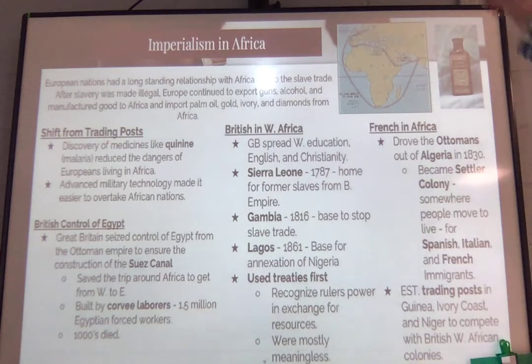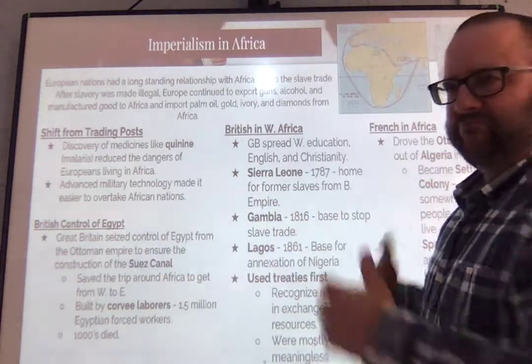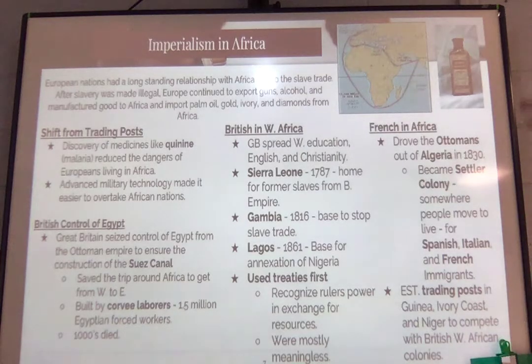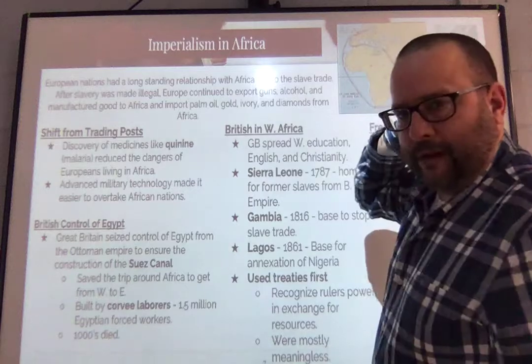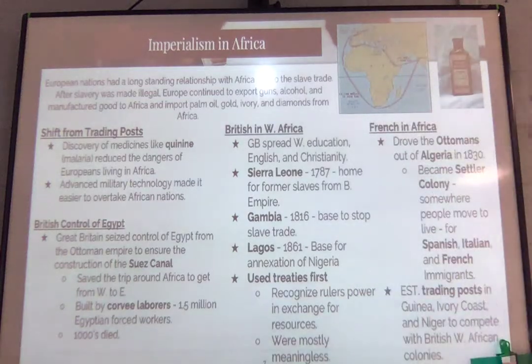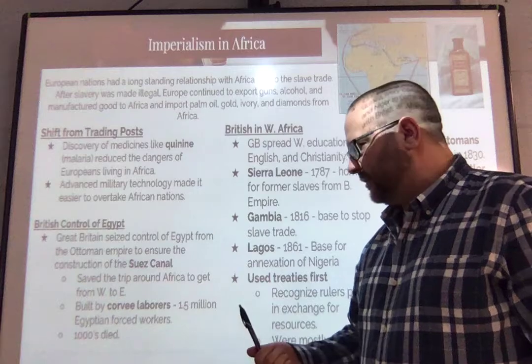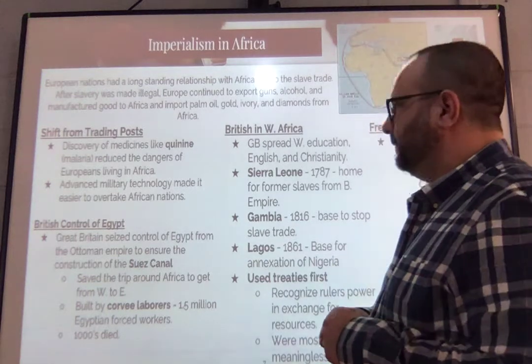They did this to ensure the construction of something called the Suez Canal, which basically links Africa to the Middle East and to Europe. And it saves the trip around Africa to get from west to east, saves, I don't know, about 7,000 miles. I think that's a pretty big deal. It was built by corvée laborers, and by definition that means 1.5 million Egyptian forced workers. Thousands will die in building this canal.